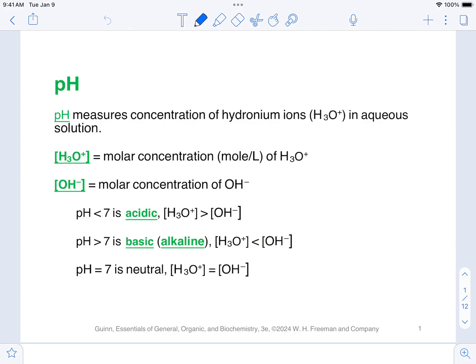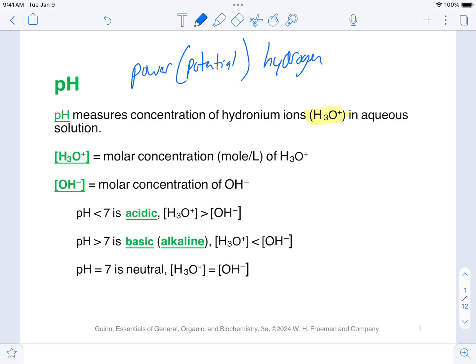Litmus paper is one indicator to test for pH. You can use other indicators as well, such as a pH probe, and that can give you a digital reading. pH stands for the power of hydrogen, or the potential of hydrogen. So that is what the little p, power or potential, of hydrogen. So the definition of pH, it measures the concentration of your hydronium ions in aqueous solutions. Recall that these hydronium ions come from acids.